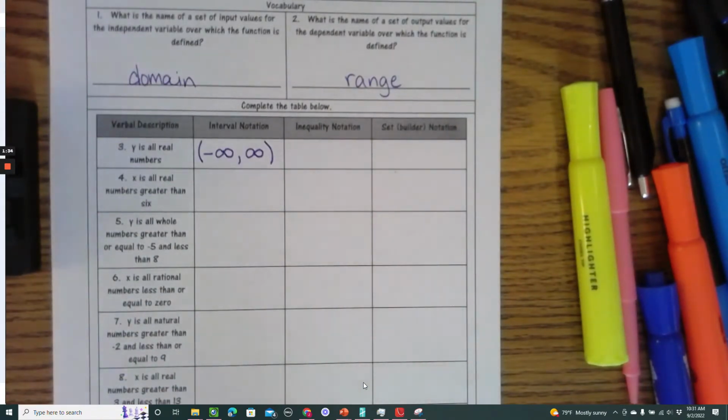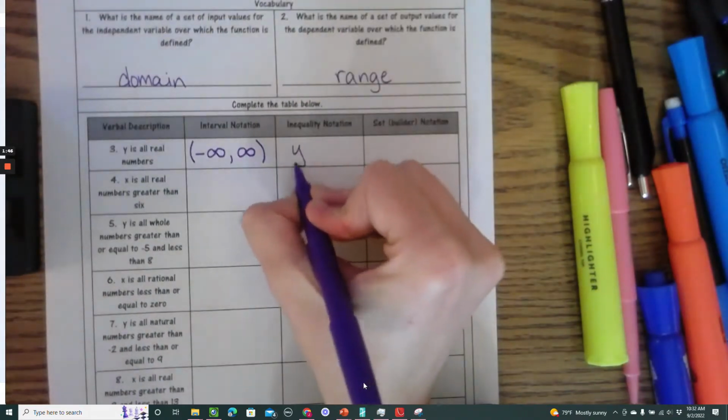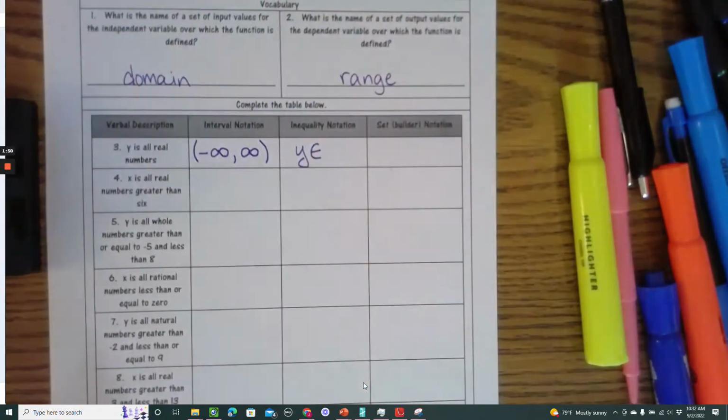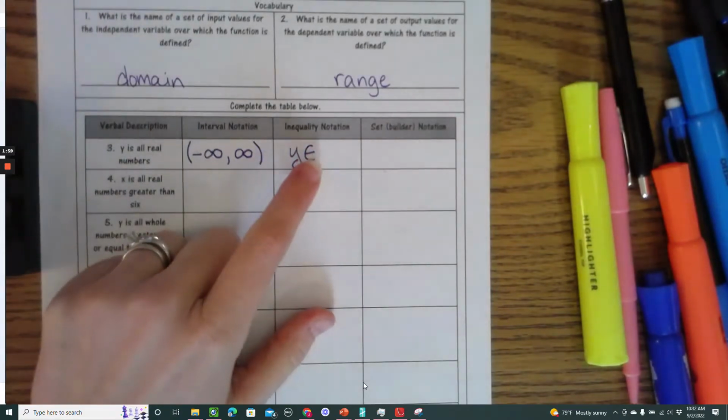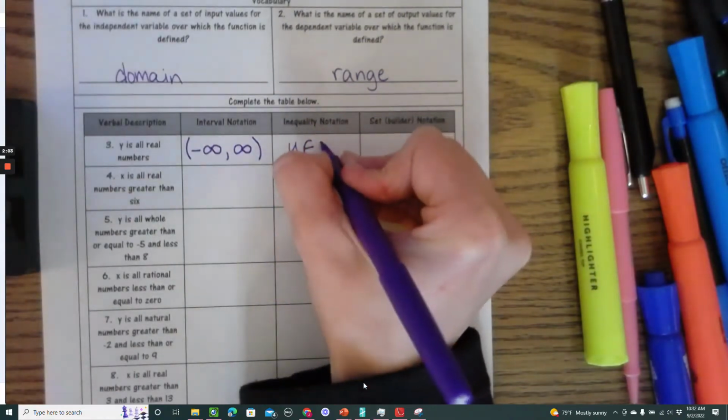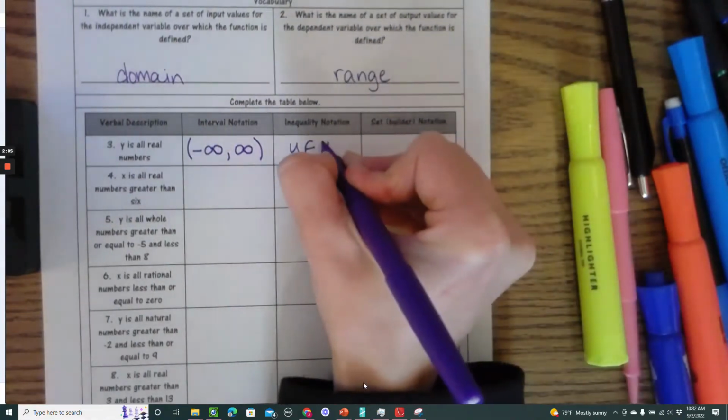Inequality notation is writing it like an inequality with those alligator symbols. But in this case, since Y is all real numbers, we would write Y, and then this is kind of our new symbol this year, this kind of E looking thing. What is that? It says, how you would read that symbol is Y is a member of the set of real numbers. It's 2 lines, and then you finish off the R.